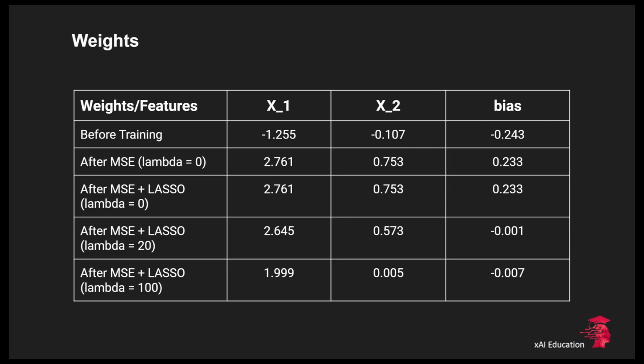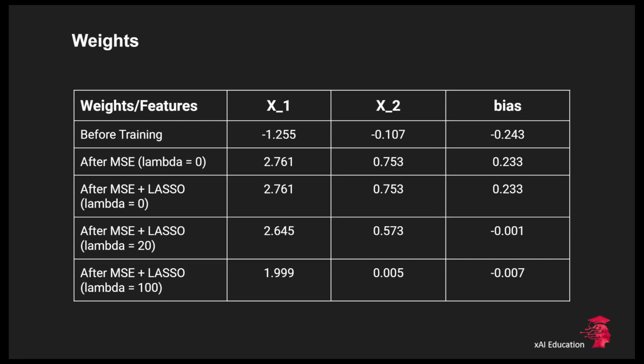2.761, 0.753, 0.233. We get the same result for mean squared error plus lasso, where lambda is equal to 0, as expected. When we set lambda equal to 20, we see that the weights associated to x2 and the bias term are becoming suppressed and become smaller. The weight of the bias is almost 0.